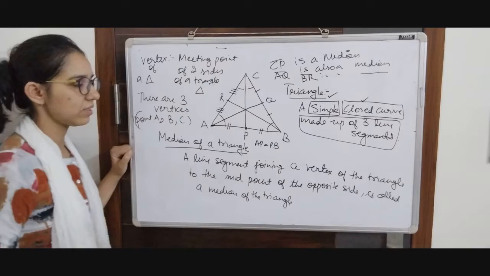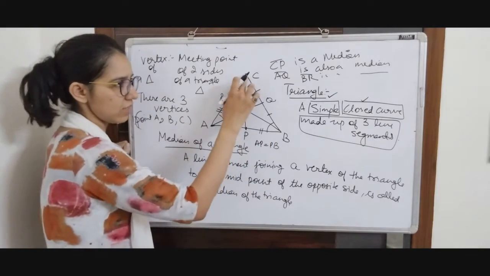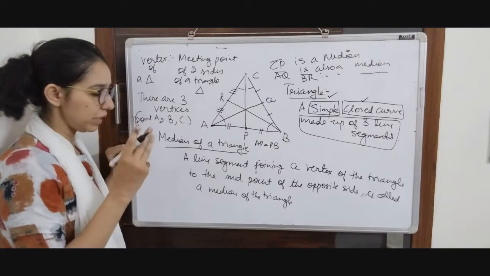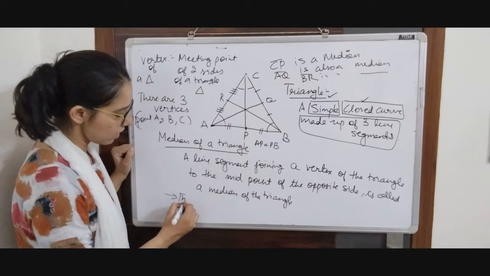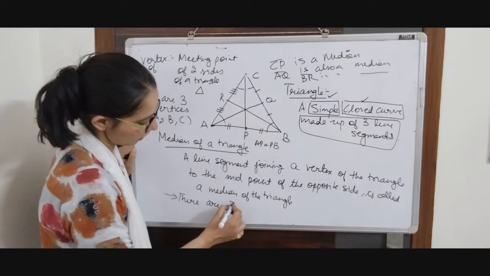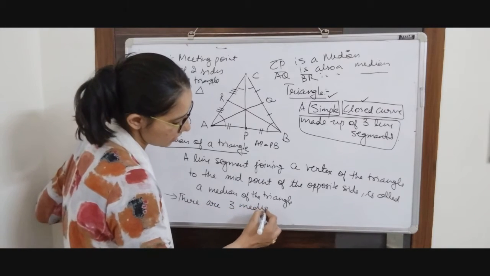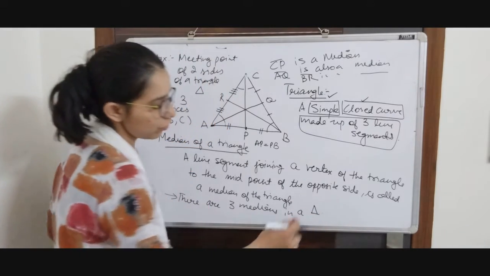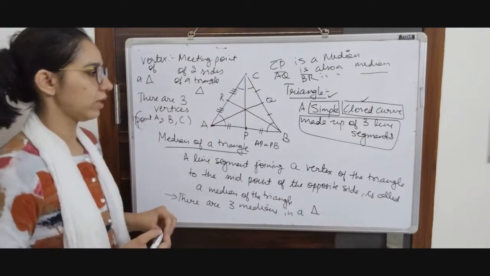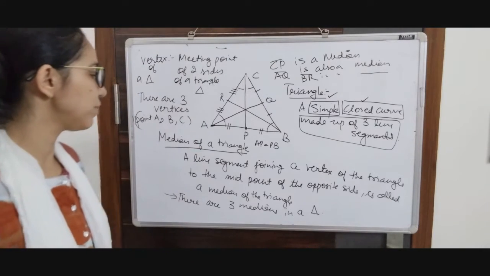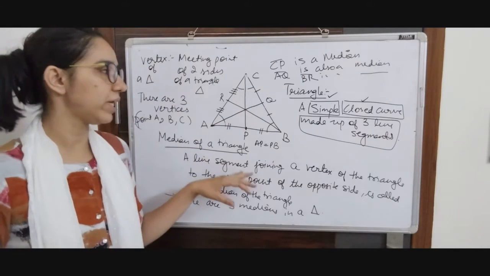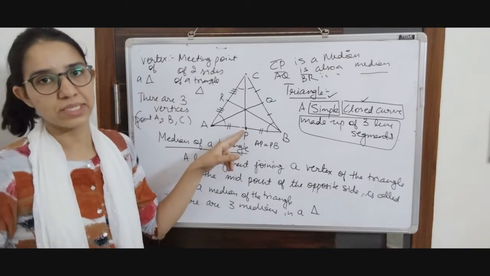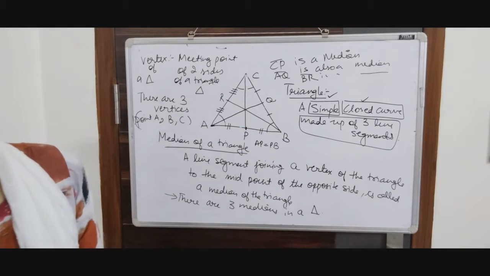So you can see that there were 3 vertices, and 3 sides, so there are going to be 3 medians. You can write that there are 3 medians in a triangle. And what is a median? It is a line segment joining the vertex of a triangle to the midpoint of the opposite side.